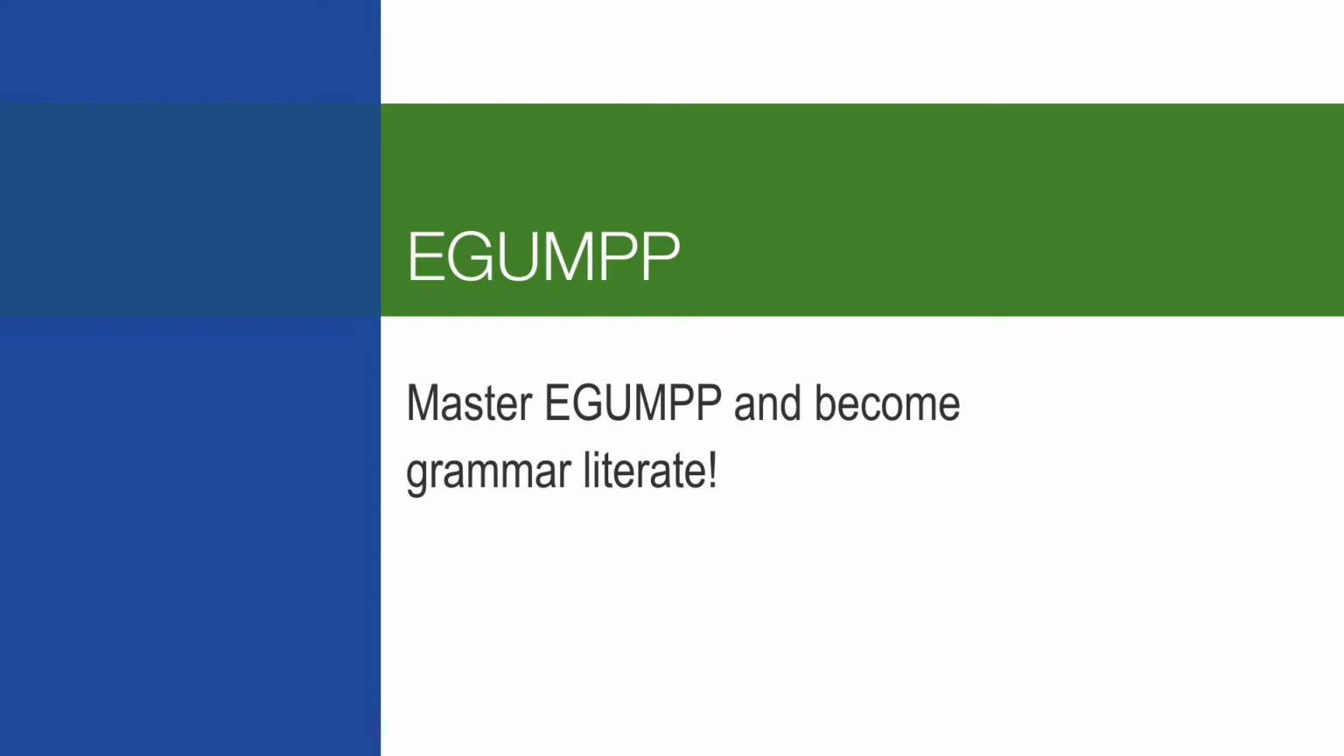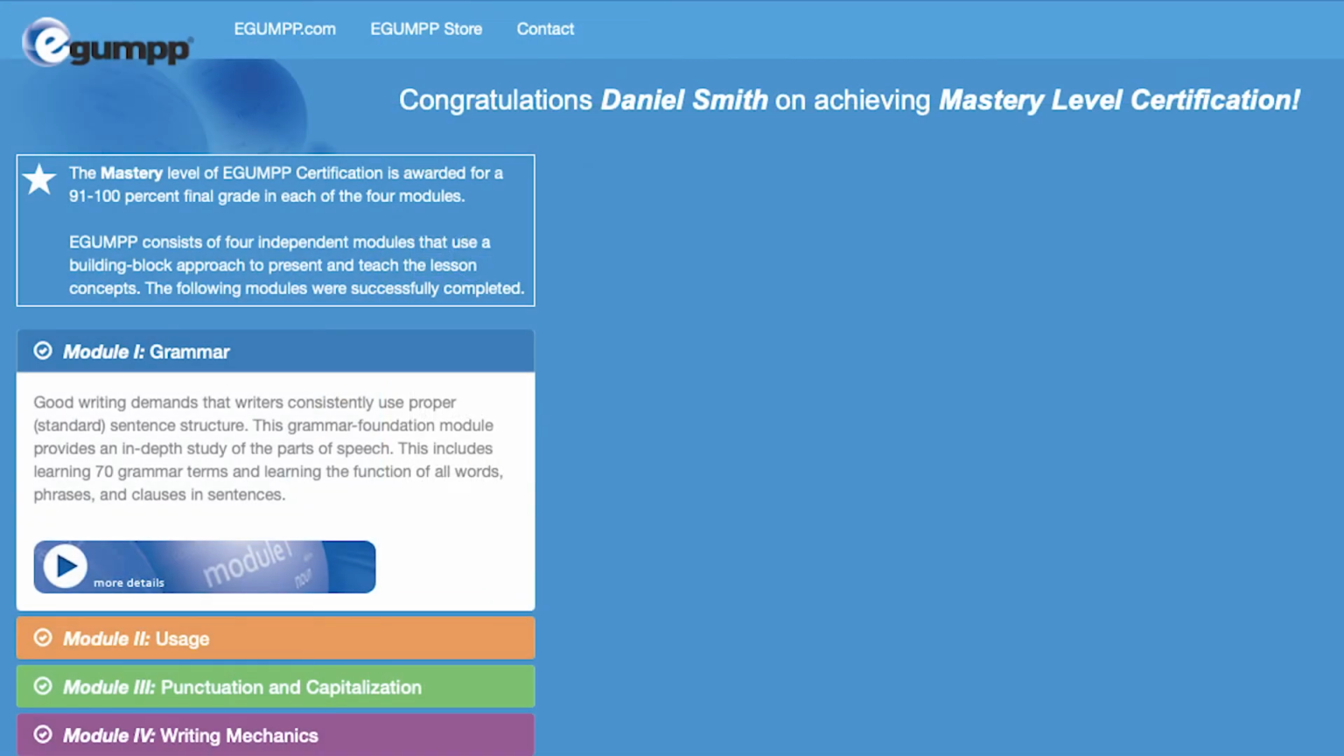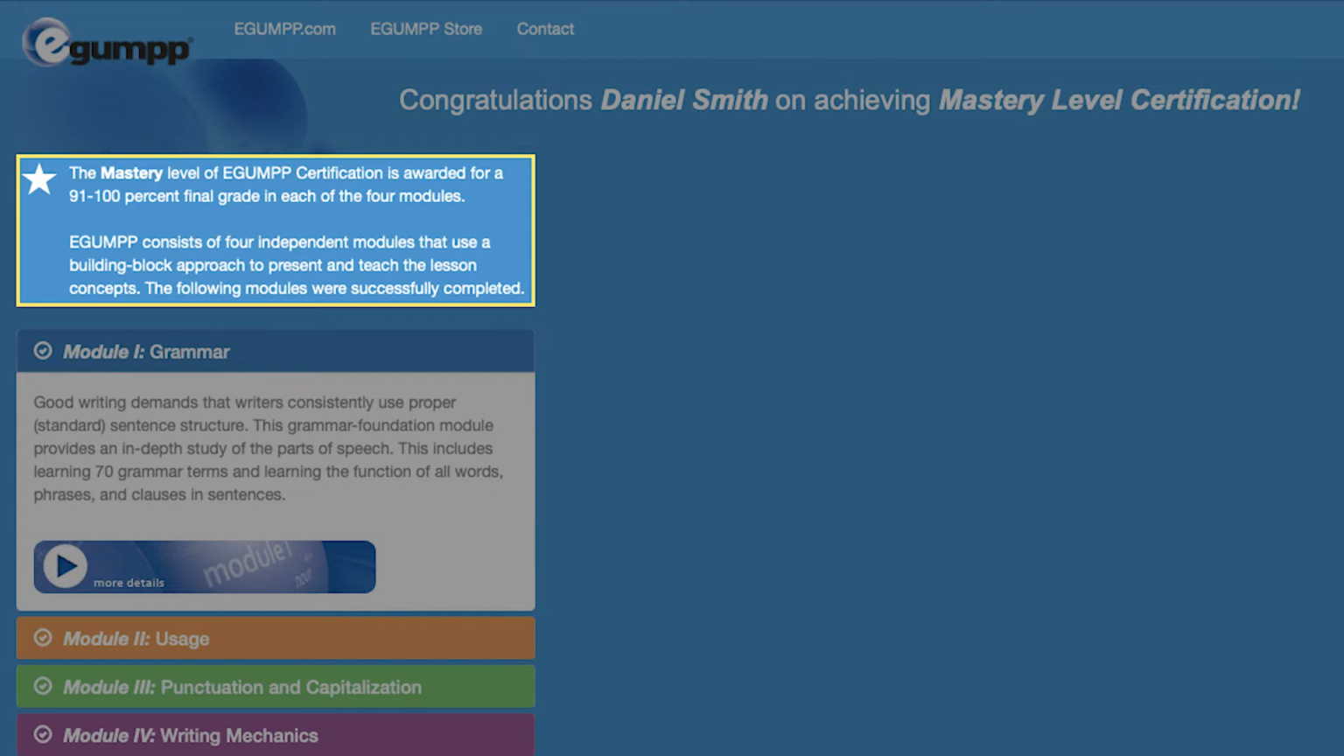We are delighted that you are completing EGUMPP. If you complete the 4 EGUMPP modules as we prescribe, you will greatly improve your writing, editing, and proofreading skills. And you will have this personal EGUMPP certification URL to include on your resume and to share with employers on future job interviews. This certification URL displays your level of achievement regarding your understanding of sentence structure and the rules pertaining to usage, punctuation, and writing mechanics.